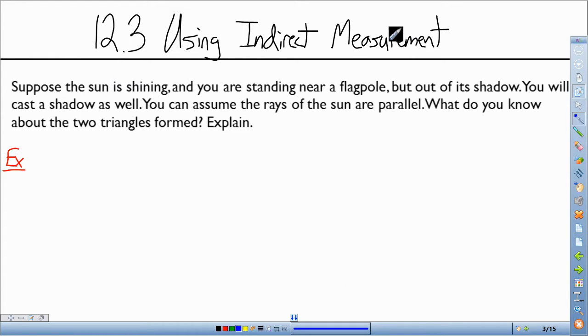Go ahead and get the title at the top of your paper. You don't need to copy this whole sentence here, but this is just going to get us into the right headspace of what's going on here. So go ahead and get the title.